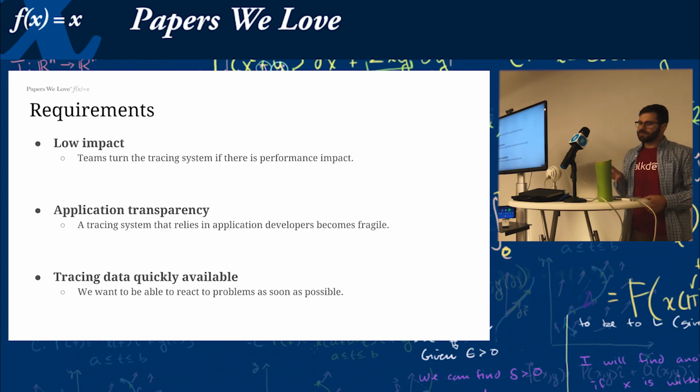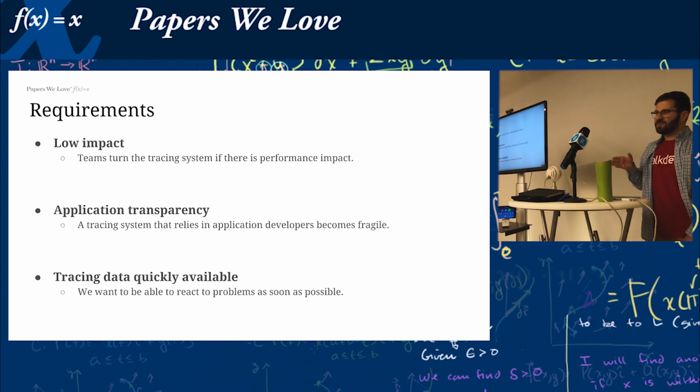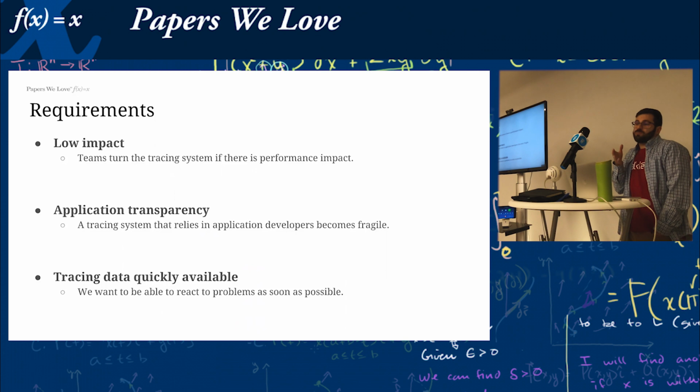Detailing the requirements of Dapper, first of all, is having low impact. This actually happened here at Talkdesk. We are using New Relic for instrumentation, and we switched it off because the implementation we did in Elixir was not performant. We found the bottleneck was the instrumentation part of New Relic in Elixir, and we switched it off. So this requirement is very important. Teams will switch it off if there is a performance impact.